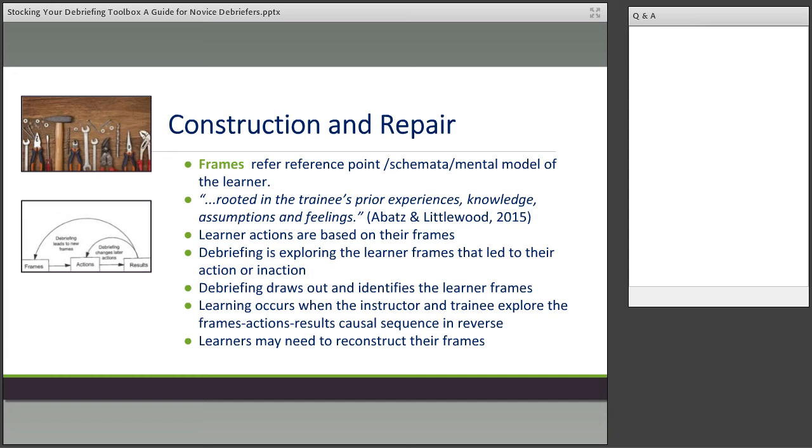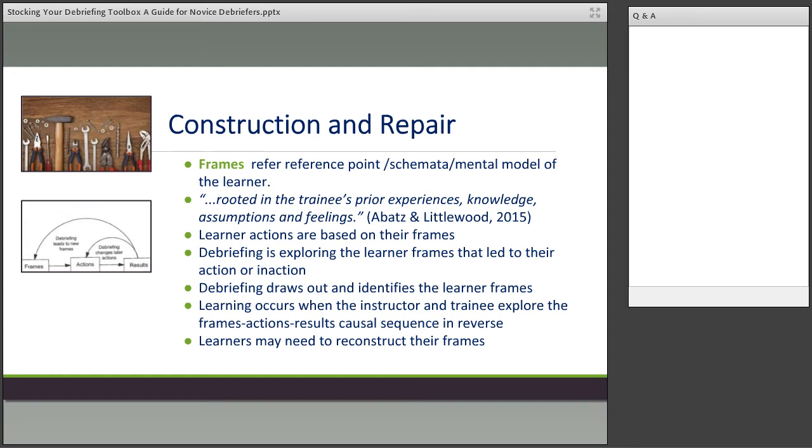What a learner does, so you can see that diagram I have on the left, you have your frame, which leads to your action, and then there is a result. Debriefing lets you identify what the learner's frame was, okay? And that's what you're trying to do, is see what they were thinking that caused them to act in that way, and that was their result.